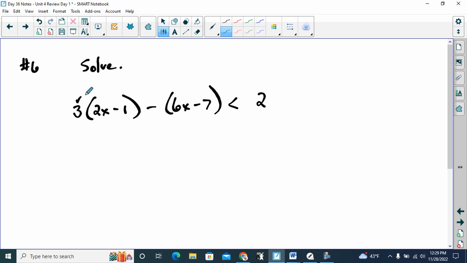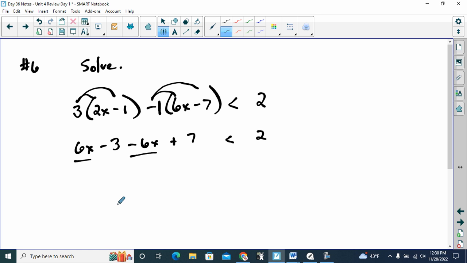Start by distributing. 3 times 2x is 6x. 3 times negative 1 is minus 3. Here I'm distributing a negative 1. If there's no number written there, it's the same thing as a 1. So I've got negative 1 times 6x and negative 1 times negative 7. Negative times negative is positive. Combine like terms, 6x minus 6x. Those cancel. I get 0 x's. Negative 3 plus 7 is 4.